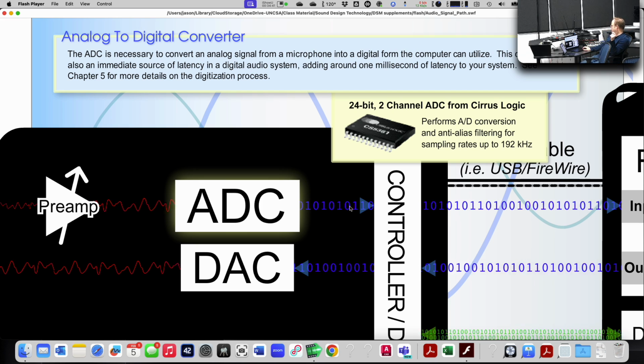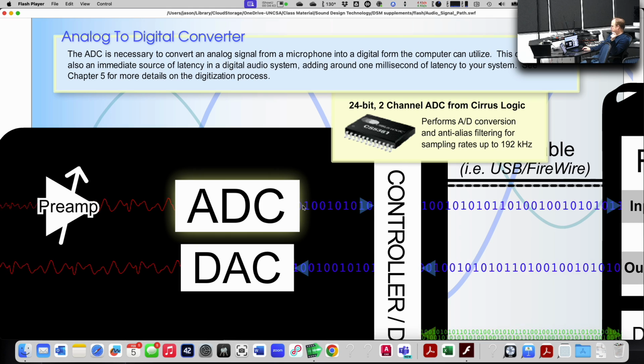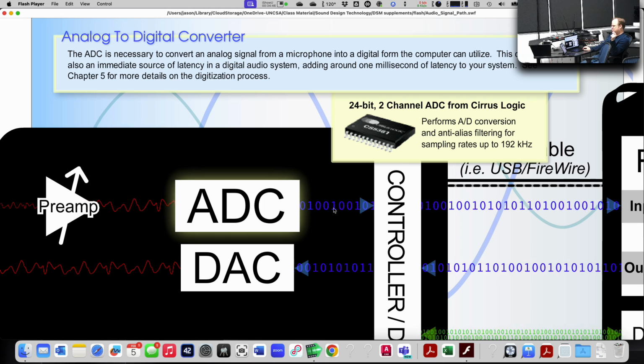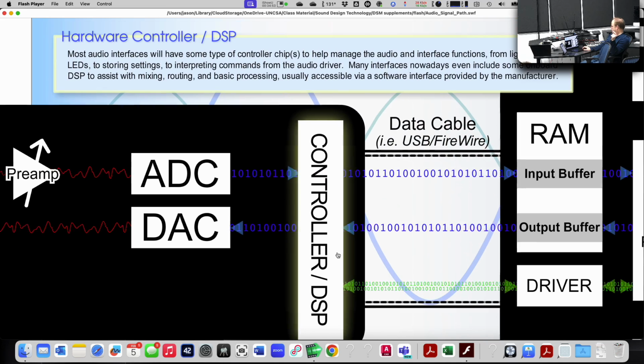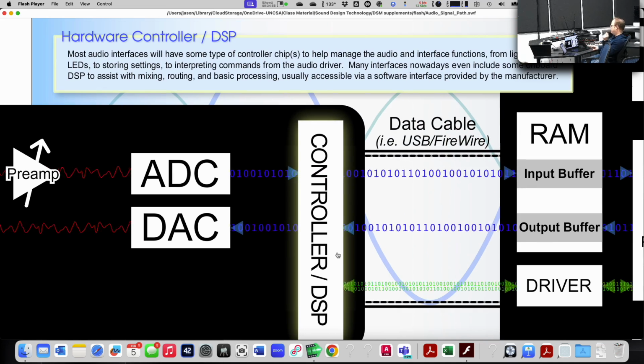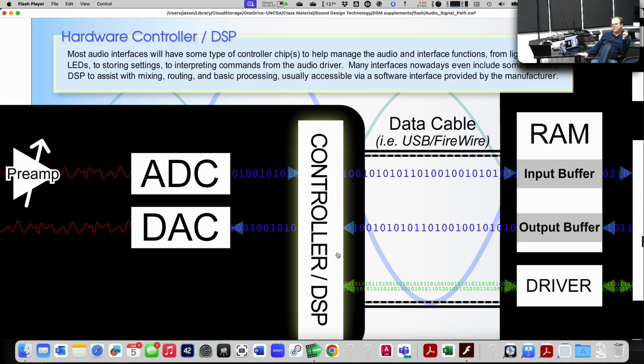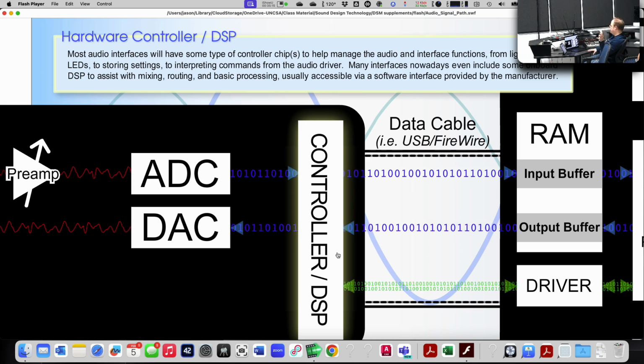Okay? All right. So it comes out of the ADC as now zeros and ones. A big long, never-ending stream of zeros and ones. And that feeds it into what's called a little controller chip. This is a hardware controller, or digital signal processor. This does a few different things. Like in some cases, this is doing simple things like just lighting up LEDs on the interface to tell you that things are working. It could also be providing the phantom power to the condenser mic, different things like that.